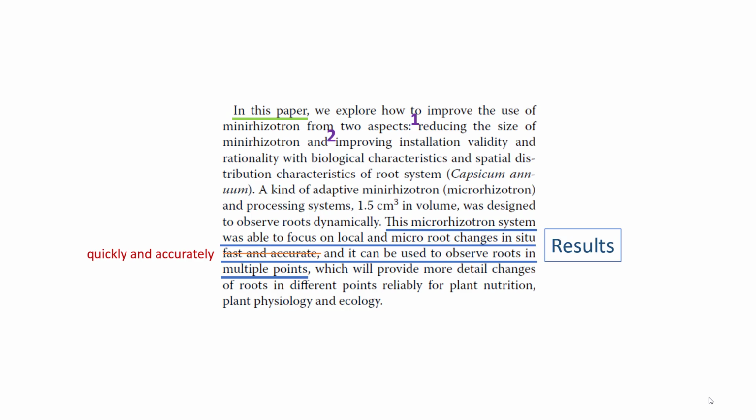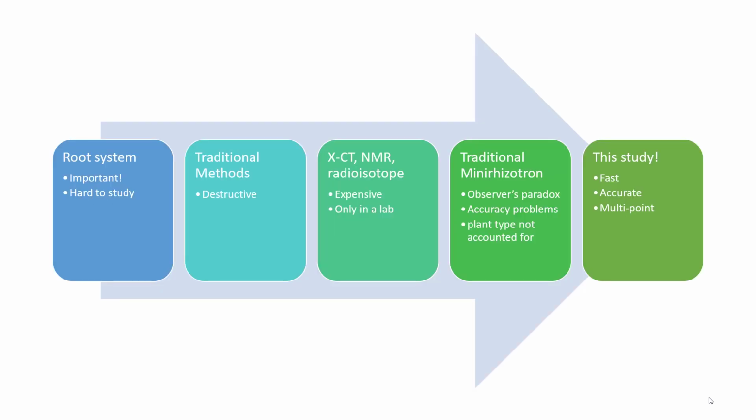And then in the next sentence, this will provide more detailed changes of roots at different points reliably for plant nutrition, plant physiology, and ecology. So what is that telling us? So this is actually telling us the value of this study. By having this more accurate understanding, we're going to be able to more reliably understand the roots if you are trying to study the nutrition or plant physiology or ecology.